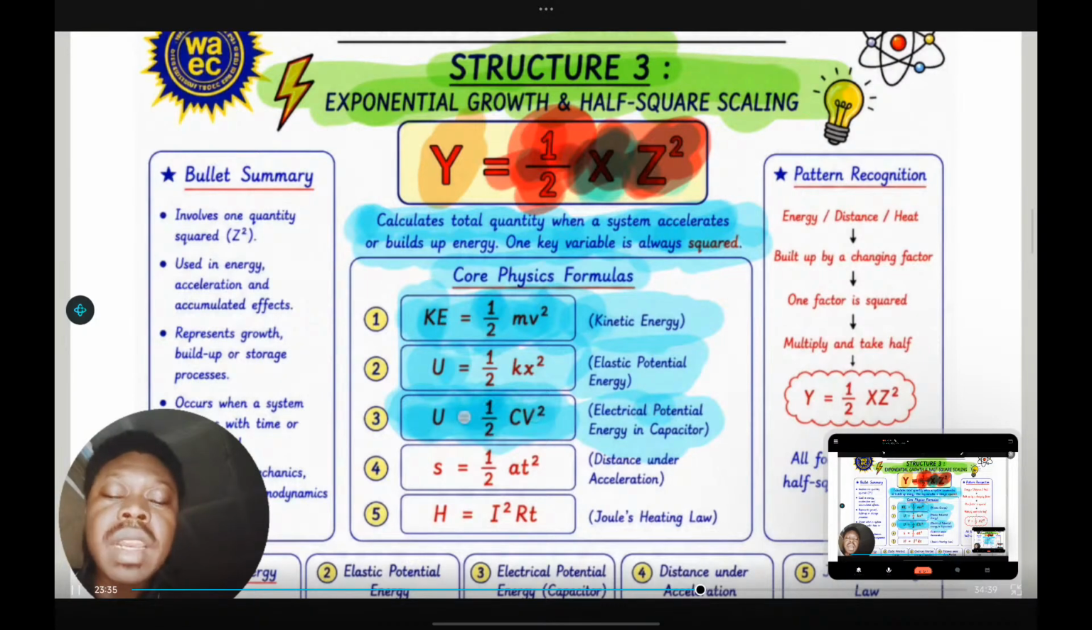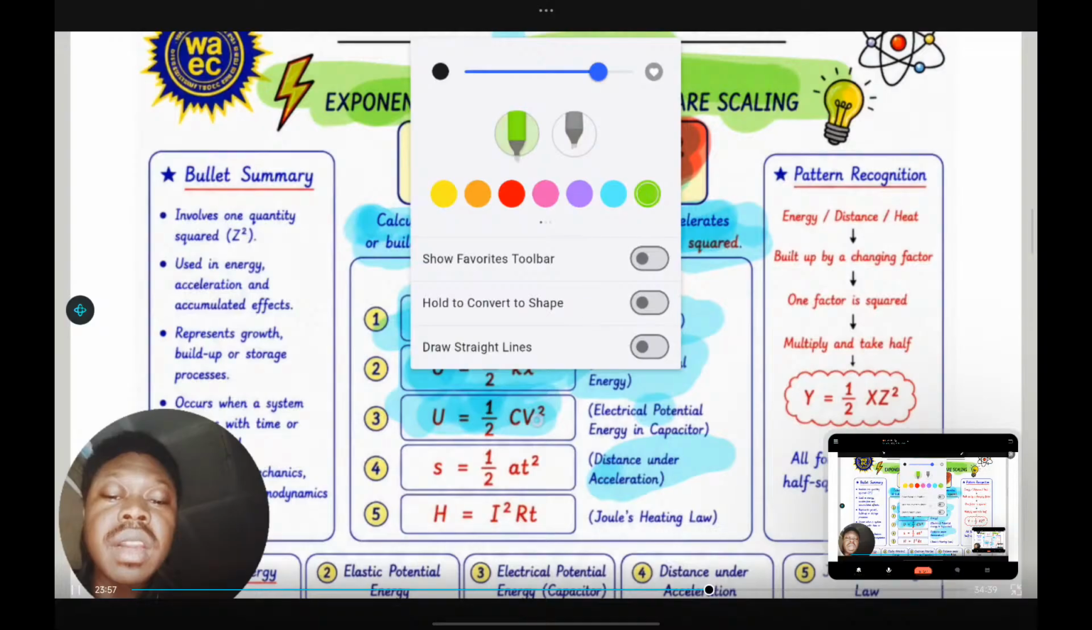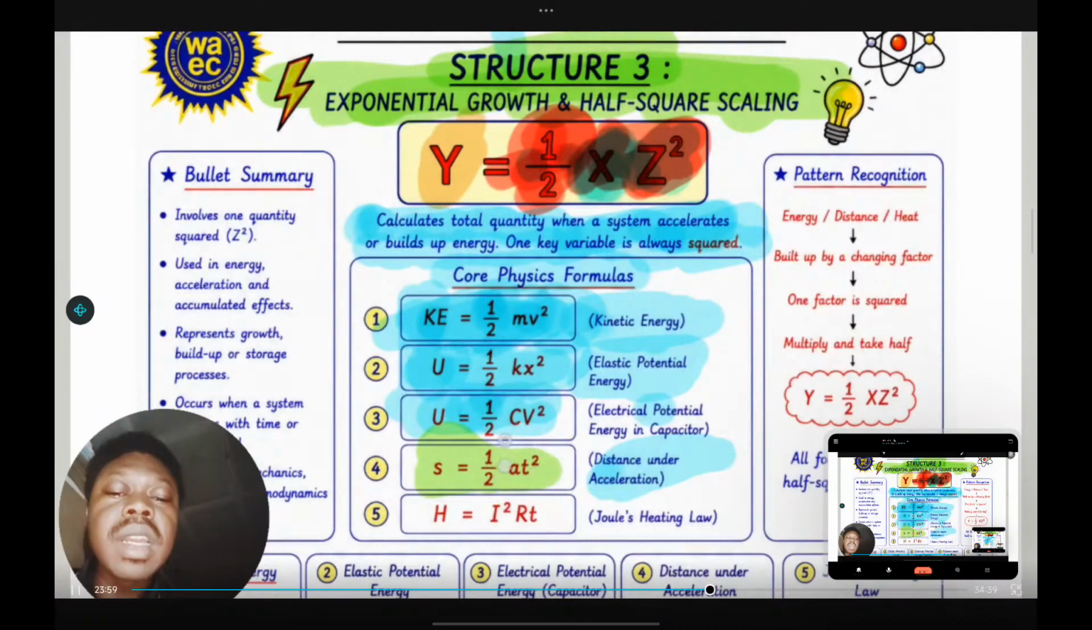Different topics, but look at the structure of the formulas and how they are arranged. For distance under acceleration, we have distance equals half a t squared. So this is the original formula. Let me break it down to you. You see this one here? This is the original, the final boss. It is from this that all others are gotten.